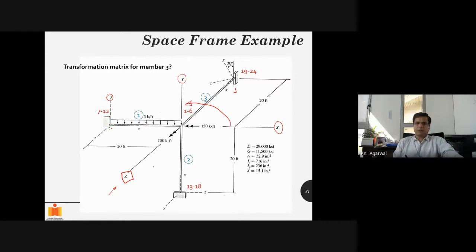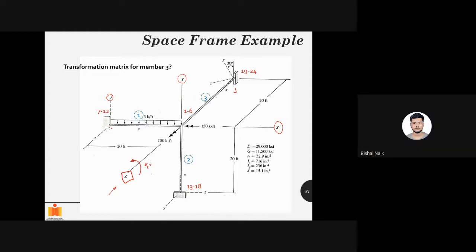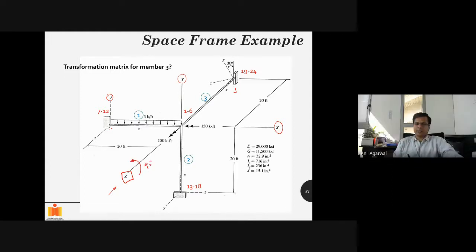So I have to rotate the global coordinate system about the z-axis in such a way that my global x becomes vertical. Yes, sir. Correct. So I have to rotate about the z-axis by 90 degrees in the anti-clockwise direction. Right, looking into the z-axis, anti-clockwise. If you're looking out of the z-axis, then clockwise. But we always look into the axis.